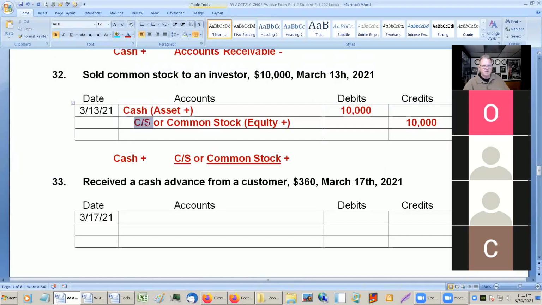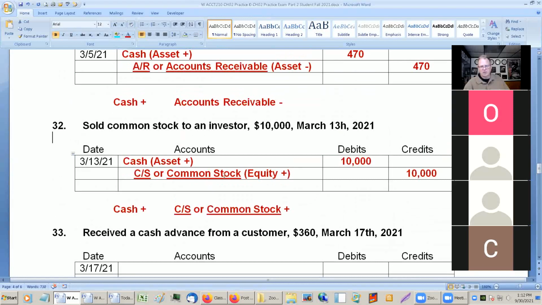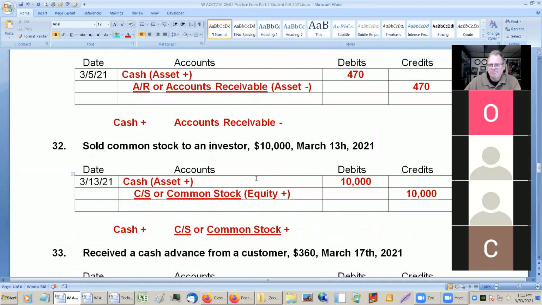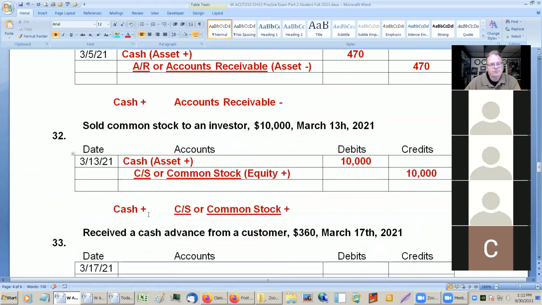And this one is one that probably doesn't happen all that often. Yeah, it depends on the size of the company, but selling ownership, if it's a very large corporation, maybe it does happen a lot, but for smaller ones, it's a very rare one. Whereas something like this happens all the time. This one, not so much.